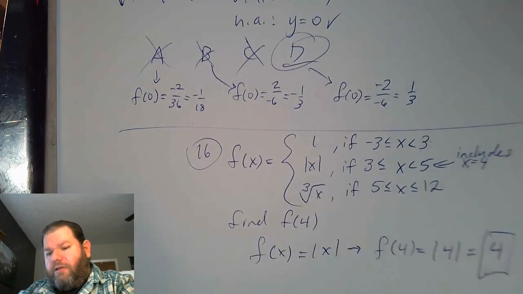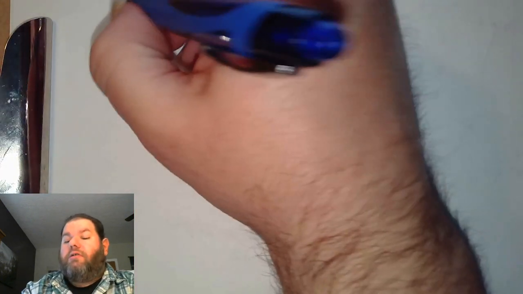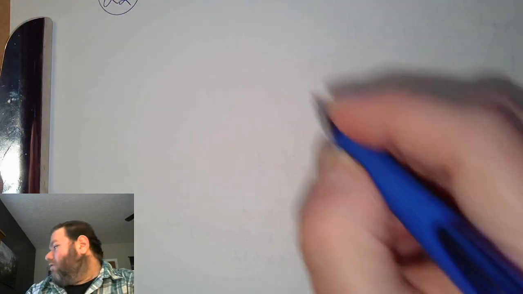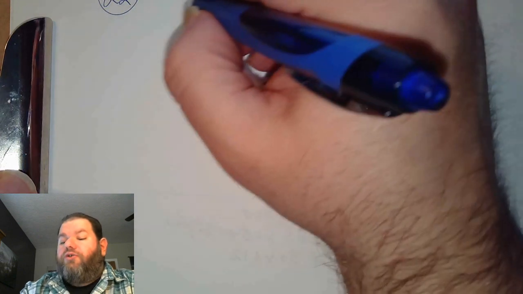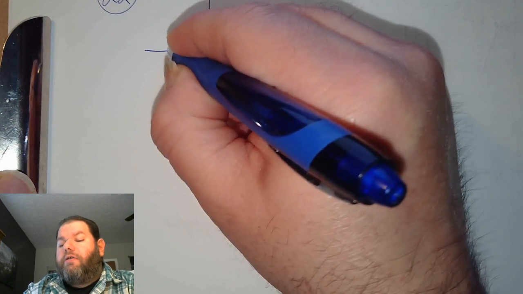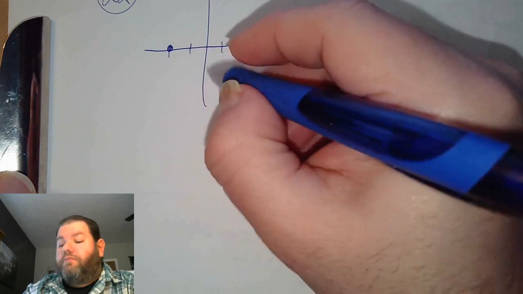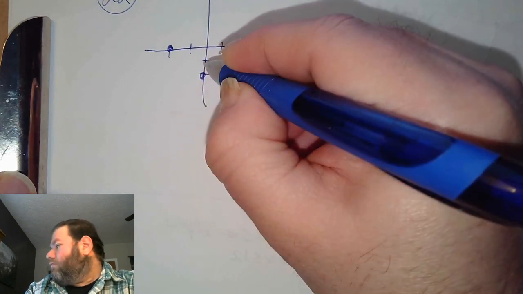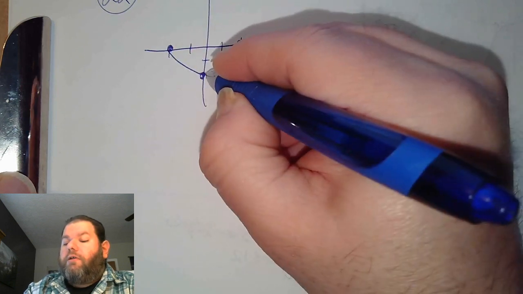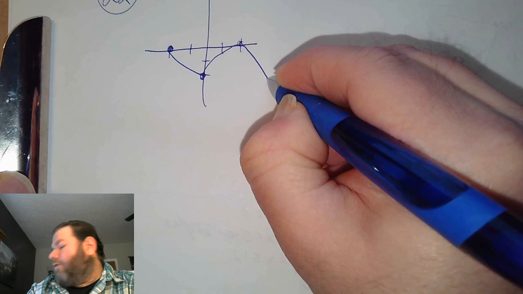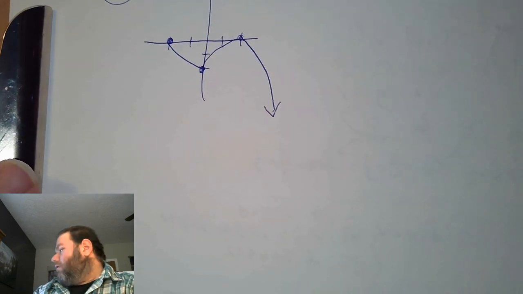22. This is going to be a new sheet, or a new side of the page here. 22 gives us a graph, and we have certain points that are included here. A straight line, a loop, and curves down.